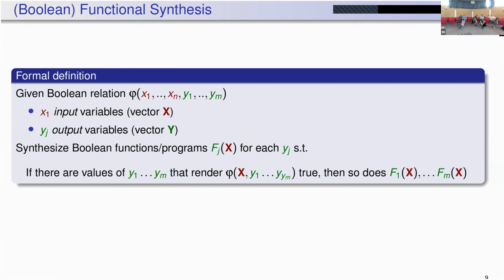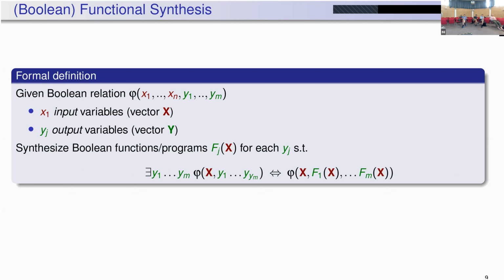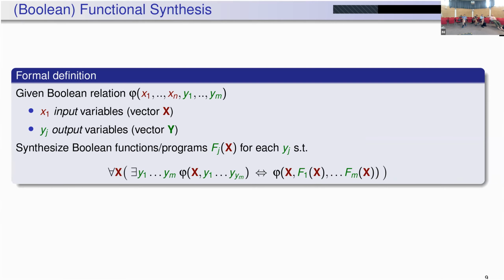let's first see in English what we want, and then we'll put it down in the notation of logic. So remember the specification for factorization, where we know that there may not exist solutions. There will be cases where there are no values of the outputs that render the specification true. But if there are values of the outputs that render the specification true, then the specification will also evaluate to true if I plug in these functions for the outputs. Okay? So if I write it in terms of logic, I should say that as long as there exists y1 to ym such that phi evaluates to true, then phi with the functions substituted for y should evaluate to true, and this should hold for all possible x.